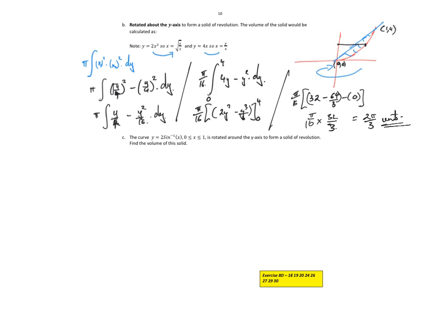Question C is actually a repeat, so that probably shouldn't be there. We don't have to go through that because we just did that a minute or two ago. All right, so let's continue on with that exercise.